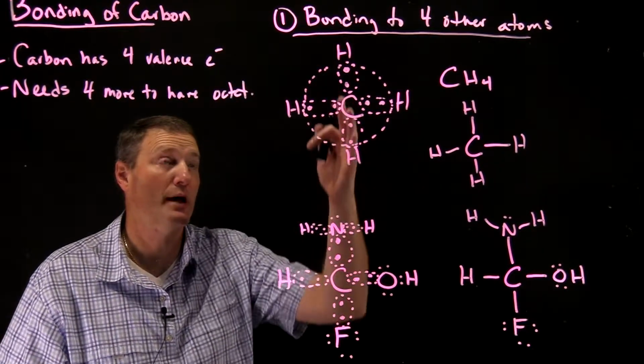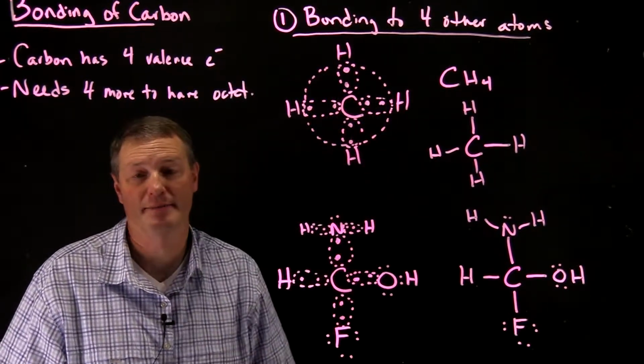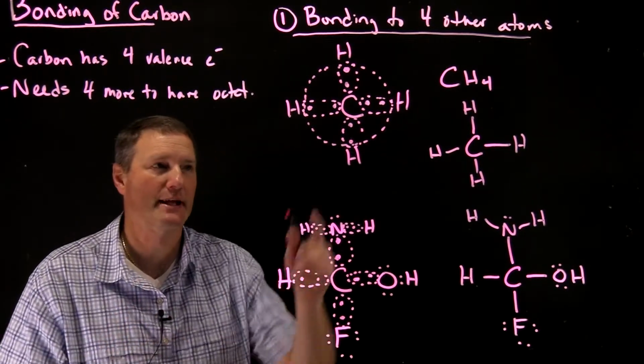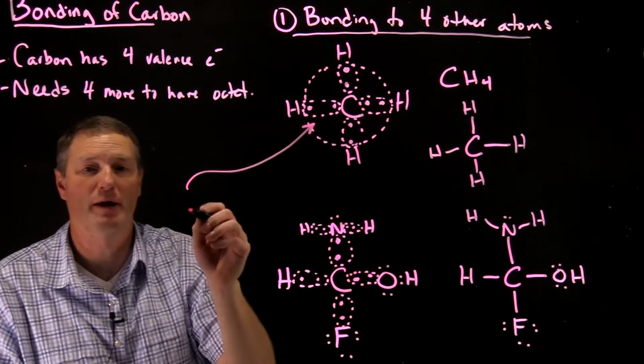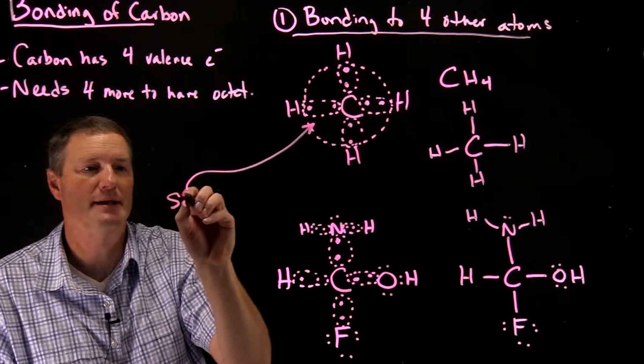So this is an example of bonding to 4 other atoms. And again, the key here is that carbon's going to be forming what are called single bonds. So this is what's called a single bond.